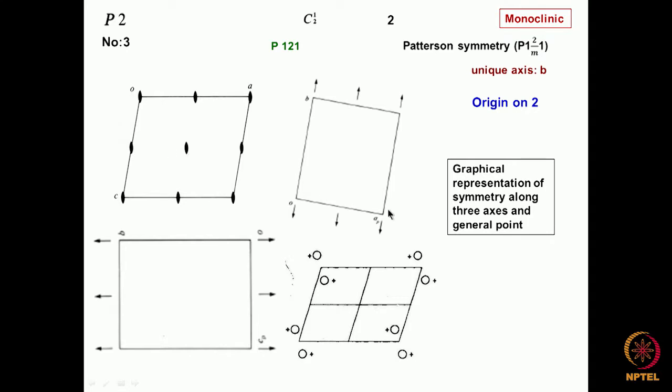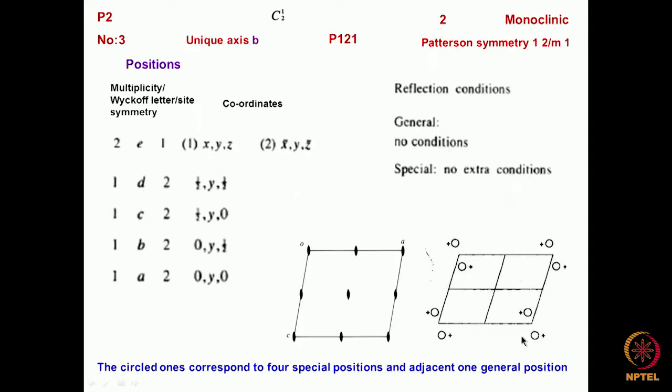There are many possibilities. These are all the possibilities we are given in these positions, where the general position as well as the special positions are given. This is the information which is very much necessary to construct crystal structures. Okay.